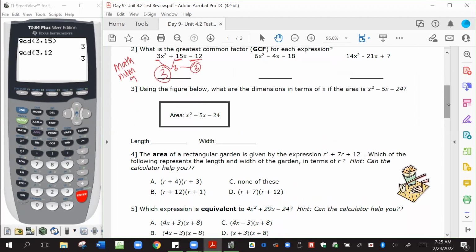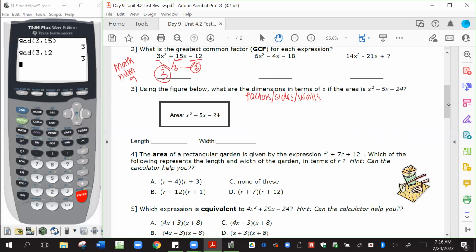All right. Number 3, using the figure below, what are the dimensions? Dimensions. So let's talk about the word dimensions. Another word for dimensions is my factors, my sides, and I even call them the walls. Okay, so the dimensions of my room are the walls of the room. Okay, so what are the dimensions in terms of X if the area is this?